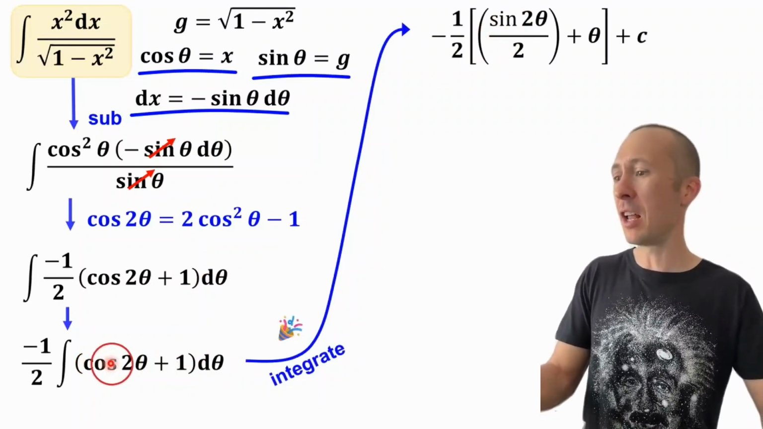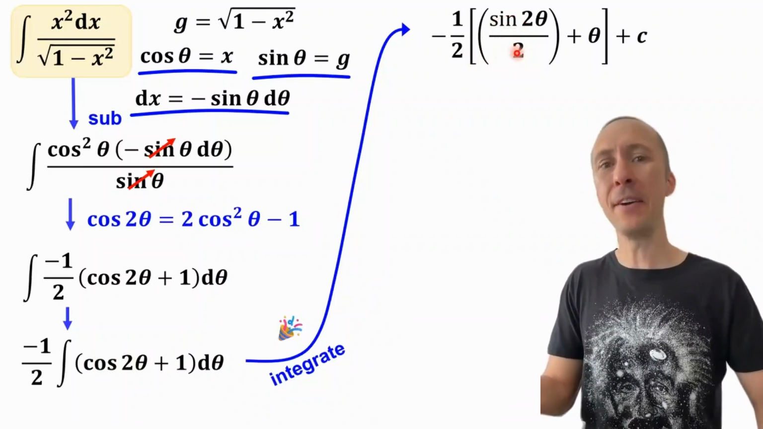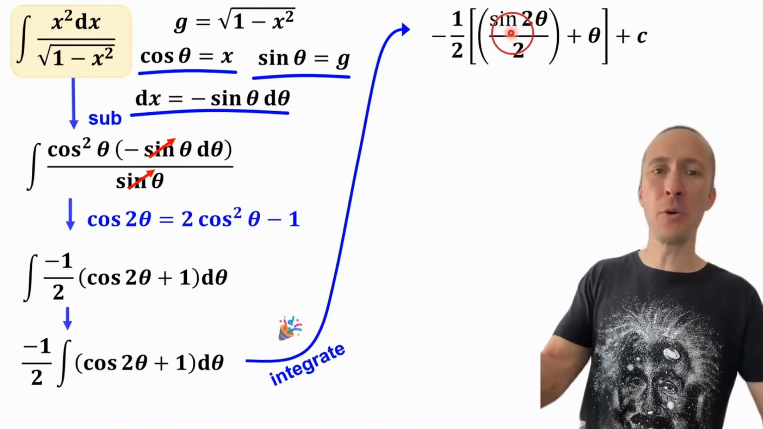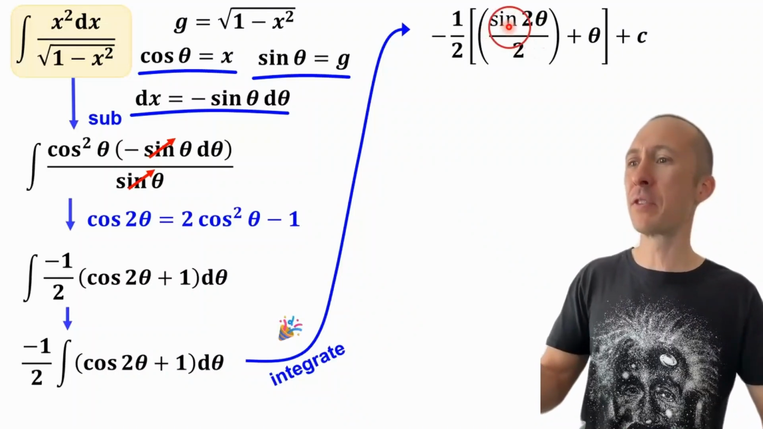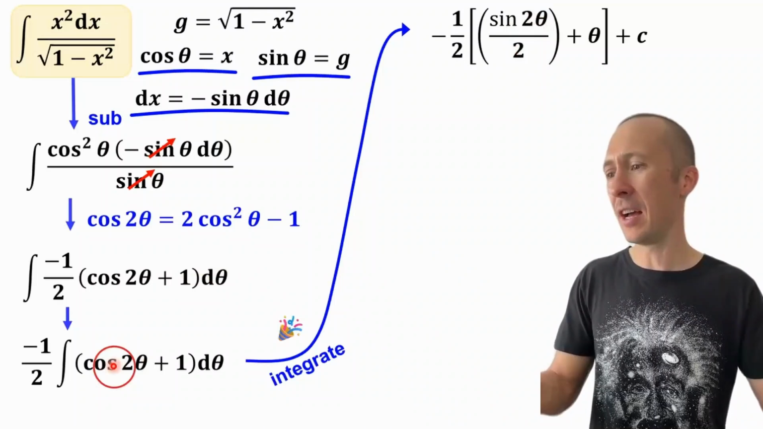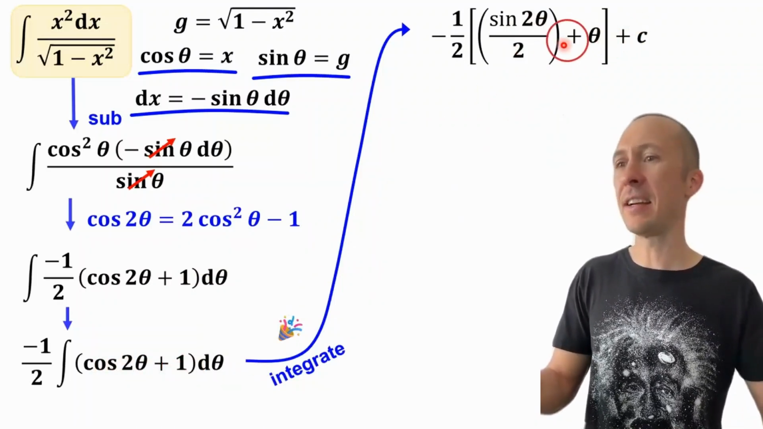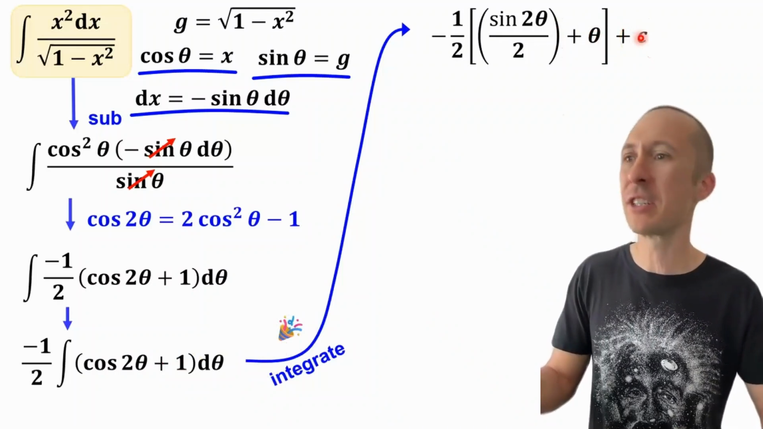So the integral of cos is sine, but we have to have a 1/2 here, because imagine you go the other way and take the derivative. The derivative of sine 2 theta, we have to do the chain rule. So we have this 1/2 in there. Hope that's fine that you see that. And then the integral of 1, or d theta, is our friend theta, plus our friend the integration constant.